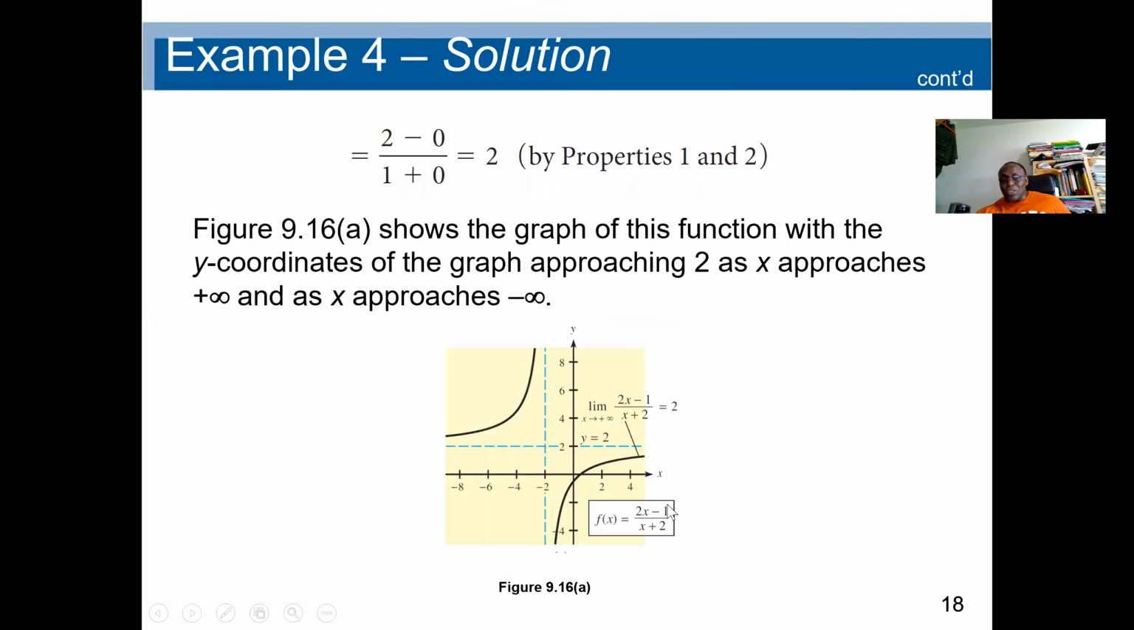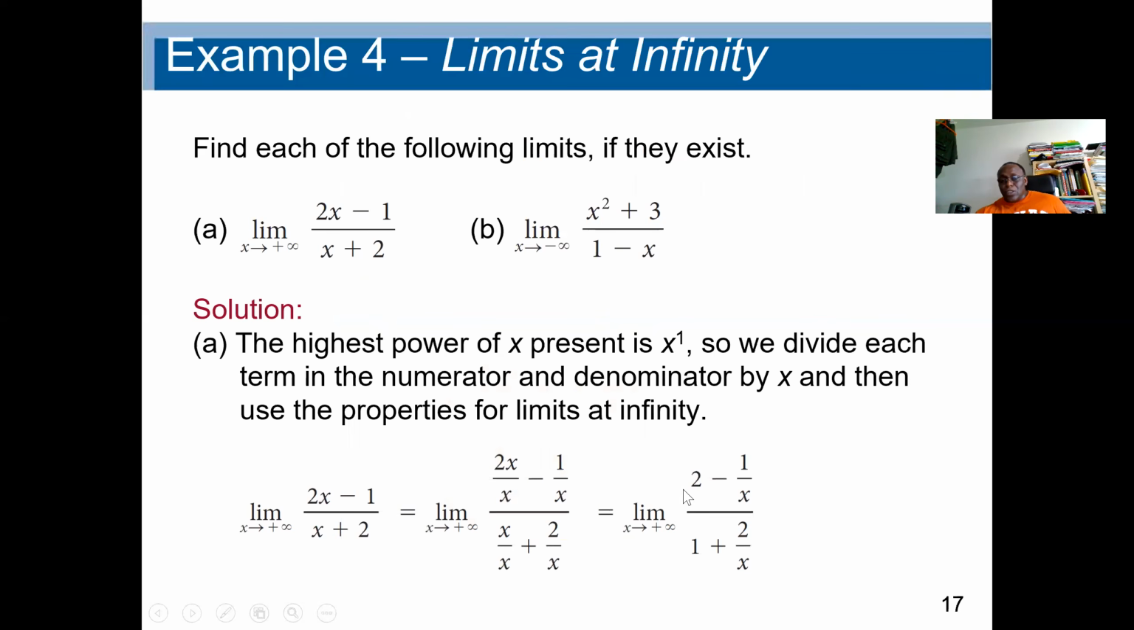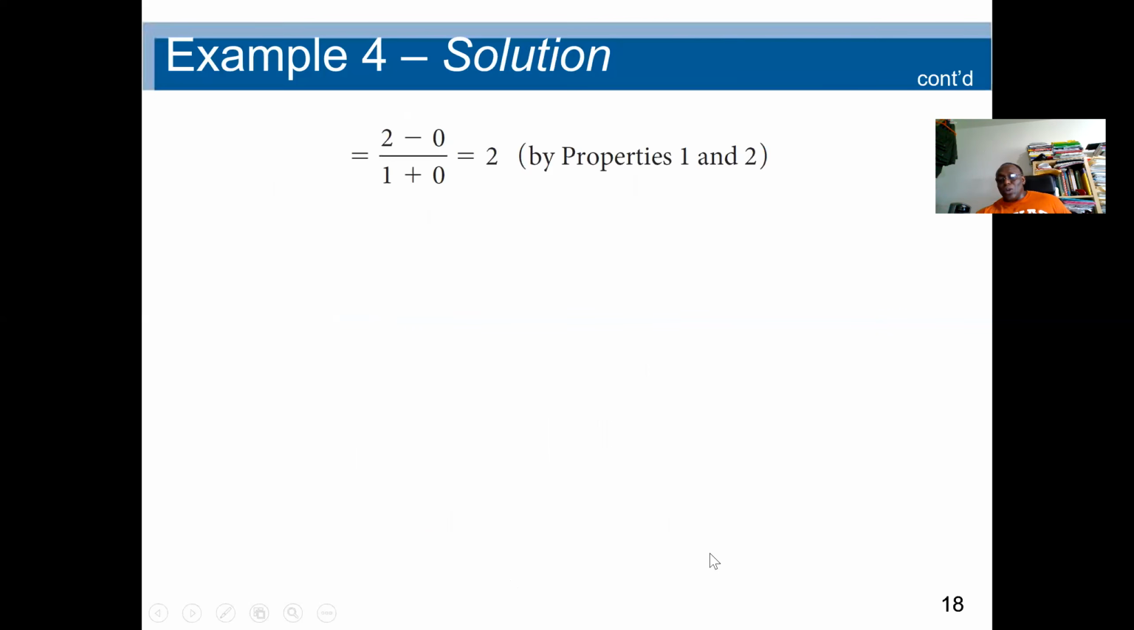I'm going back to the first example. See, 2x and x, so they cancel, 1, 2x and x, 2. But here, 0 and 0. Here is 1. So the answer will be 2 over 1, which is 2.